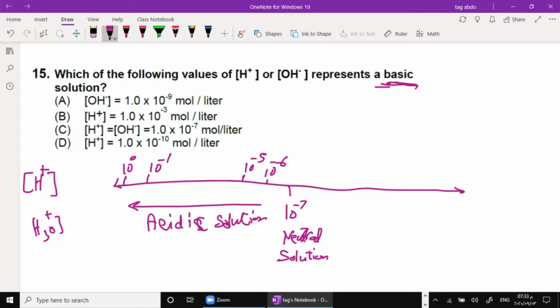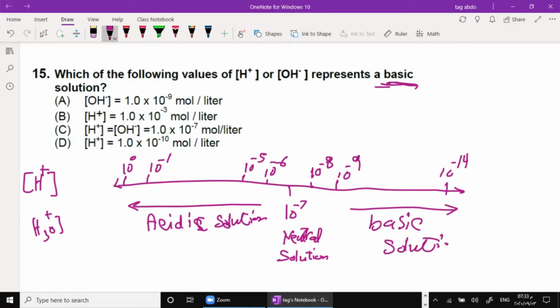Okay, if the concentration of hydrogen cation is less than 10 to the minus 7, less meaning 10 to the minus 8, 10 to the minus 9, until we reach 10 to the minus 14, this is a basic solution. So you have to look at the value of H plus, which is lower or less than 10 to the minus 7.